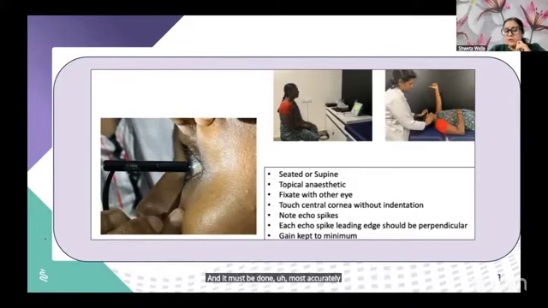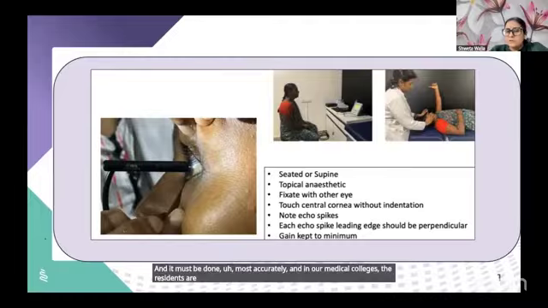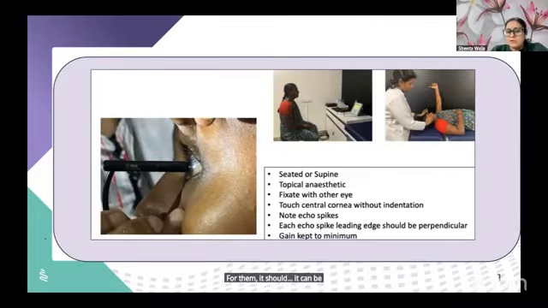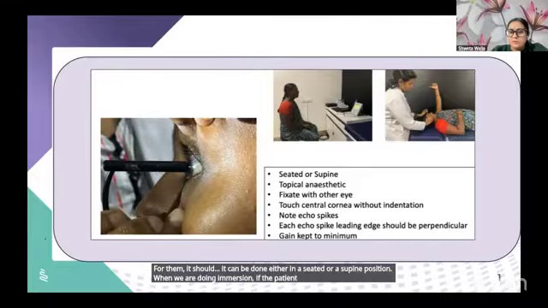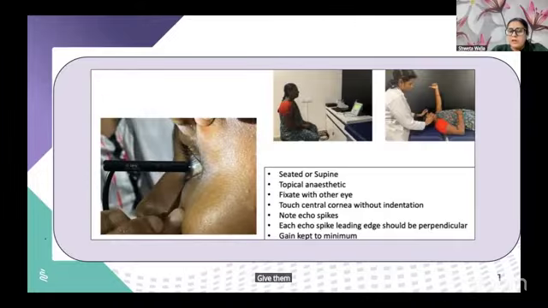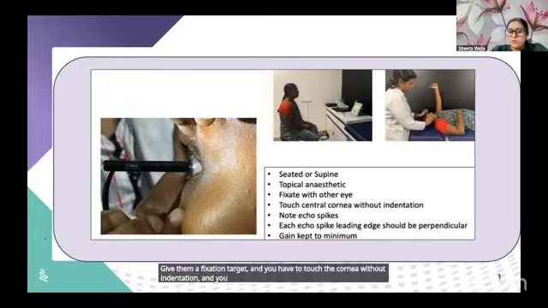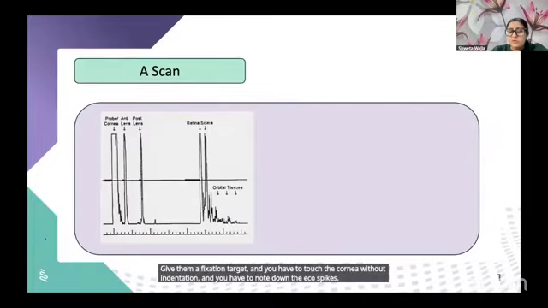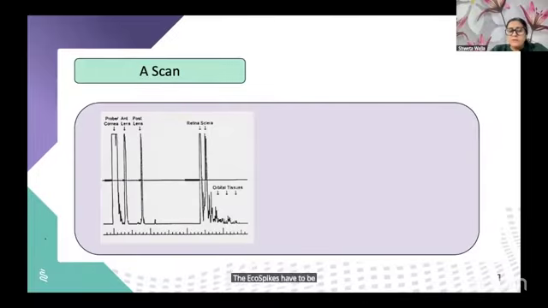And in our medical colleges, the residents are doing this A scan, and for them, it can be done either in a seated or a supine position. When we are doing immersion, and the patient has to be in supine position, we have to put a topical anesthesia, give them a fixation target, and you have to touch the cornea without indentation, and you have to note down the echo spikes. The echo spikes have to be of 100% height, and they should be at 90 degrees to the surface.